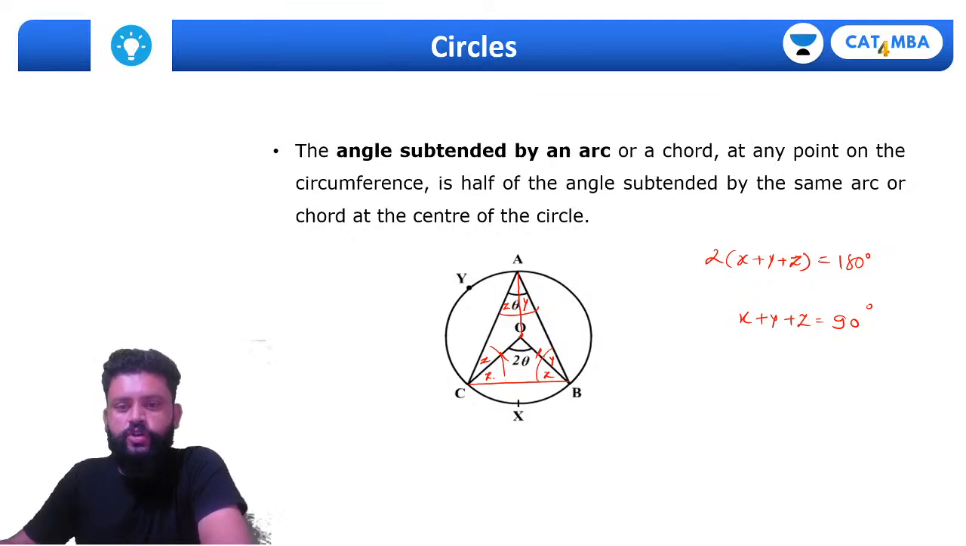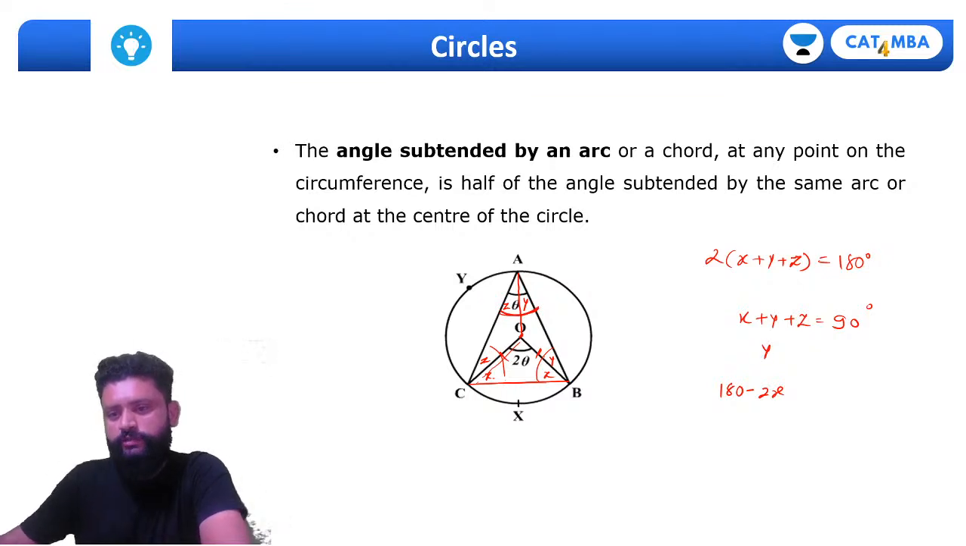Then the angle here, this value of 2 theta, I'll remove it from here. This angle has to be... this is also a triangle, so this value will be 180 minus 2x. I'll not take it as 2 theta because we are going to prove that it is double. And this is y plus z.